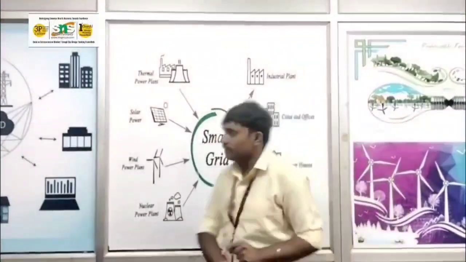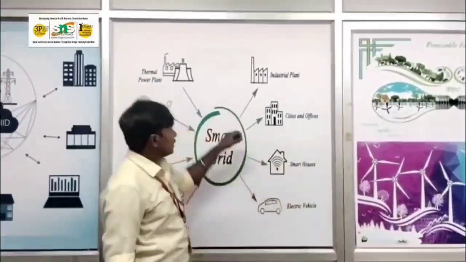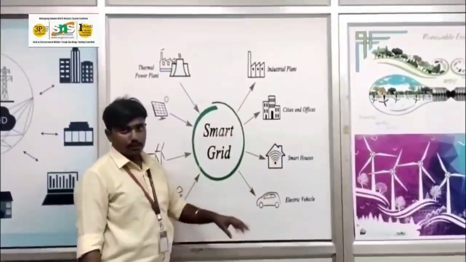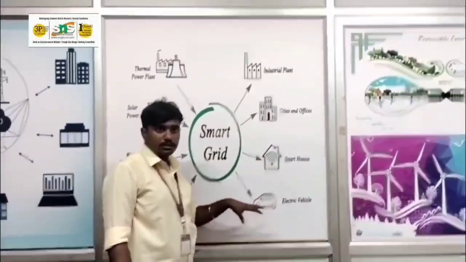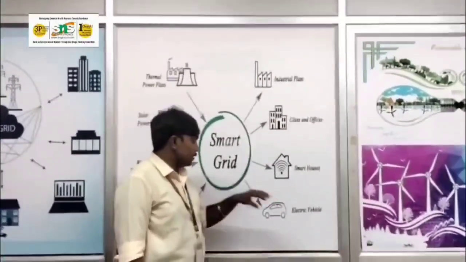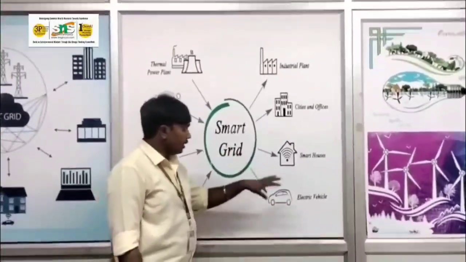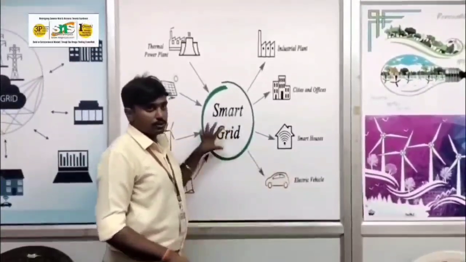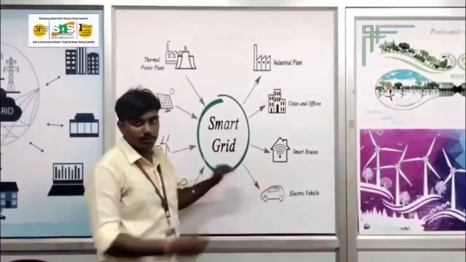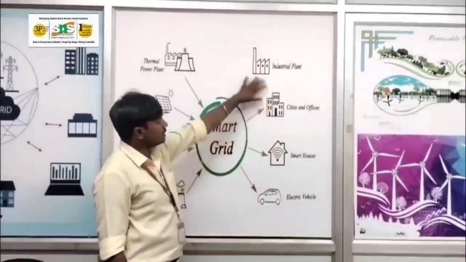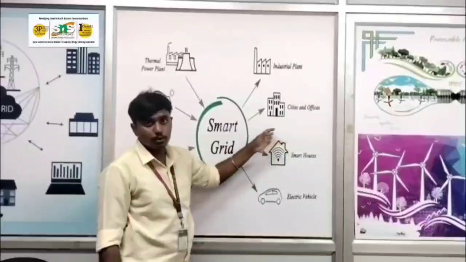Now when we are coming to the two-way communication, that is the industrial plants, cities, offices, smart homes and electric vehicles. When we are coming to the electric vehicles, there is a technology known as V2G technology, that is vehicle to grid, where the power generated from the EVs can be sent to the smart grids using a microgrid, which we have spoken about in the past. And we are checking the smart houses, cities and offices. As we said, this is a two-way communication system.